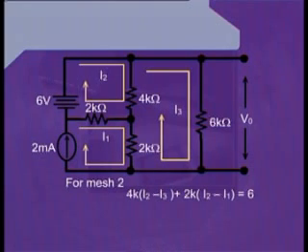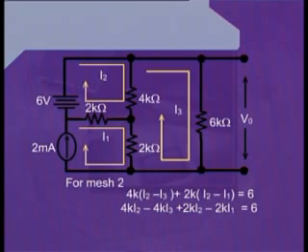Further simplifying this equation, we can write 4K I2 minus 4K I3 plus 2K I2 minus 2K I1 equals to 6. Furthermore, simplifying, we can write 6K I2 minus 4K I3 minus 4 equals to 6.